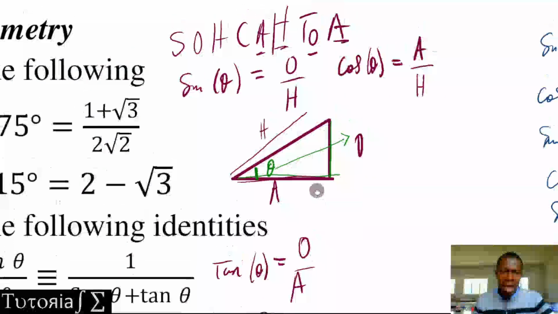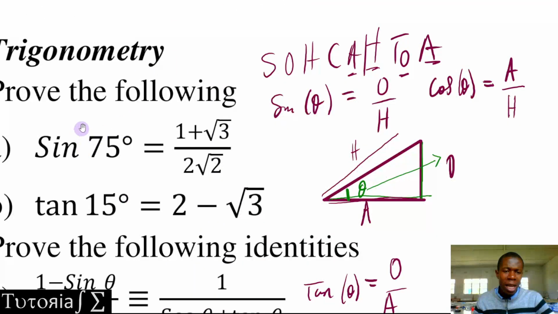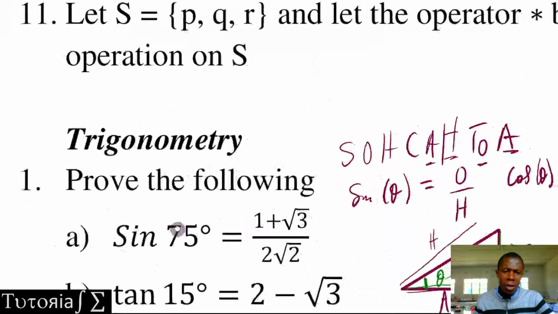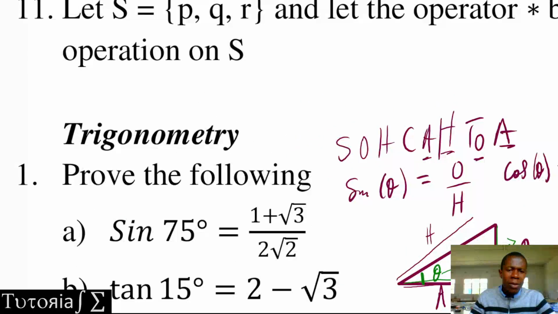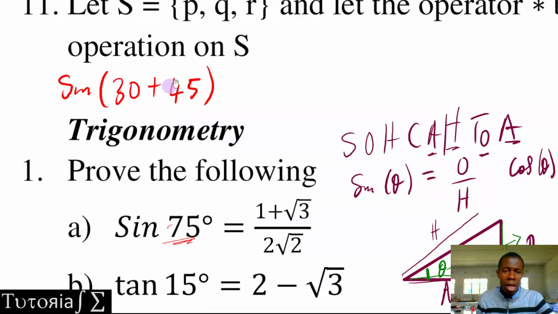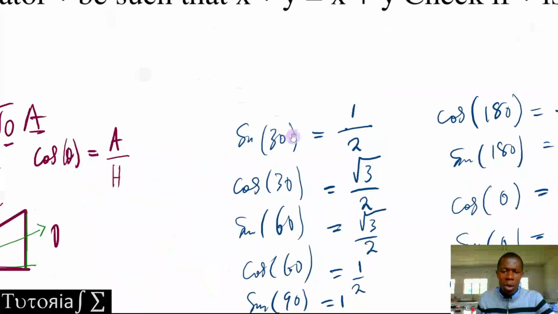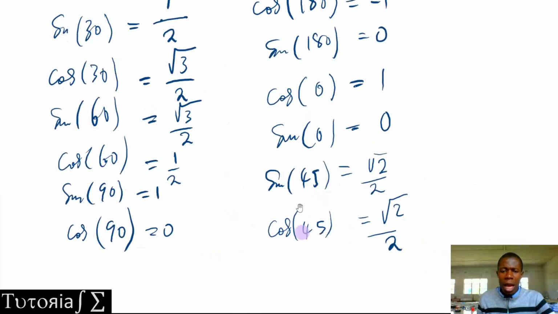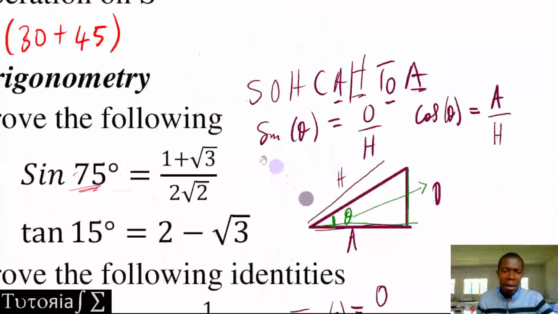So in the case of question 1 here, we're asked to find sine of 75. We know that 75 can be broken down into two groups. So sine of 75 is just equal to sine of 30 plus 45. We are breaking down this number into special angles because we know the special angles. 30 degrees is here on the special angles and 45 degrees is there, so we can do that.